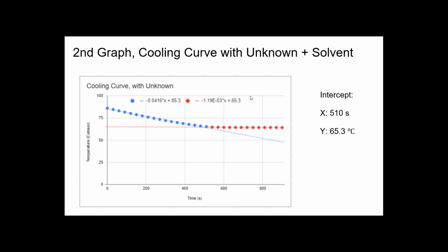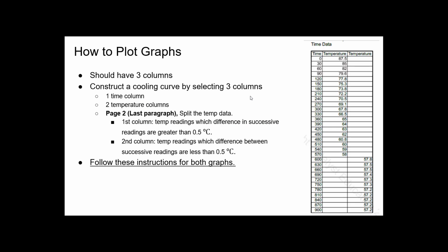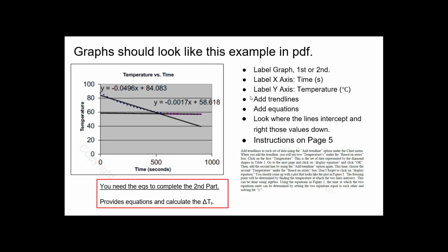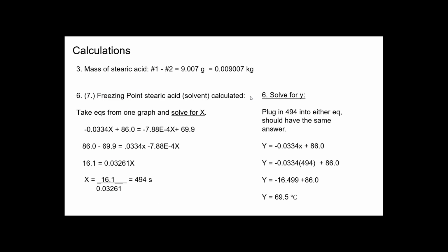If you look at my graphs here, I did the first graph only. I did not do the second graph here, so any of my information is from the pure solvent only. I did the second graph, I'm just not showing it to you on here, but you'll see my numbers for it. Okay, so solve for X. Here is me solving these against each other, and I have my X is 494 seconds. I also solved for Y by plugging this in, and it gave me a Y.